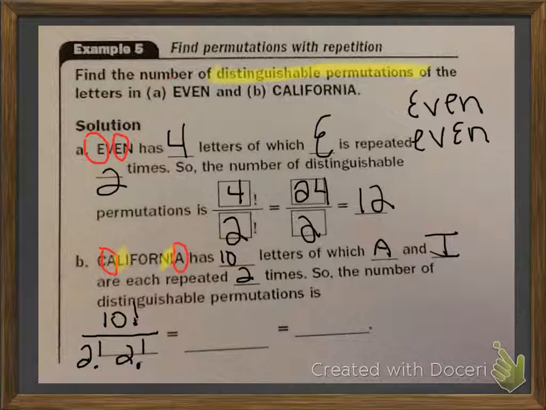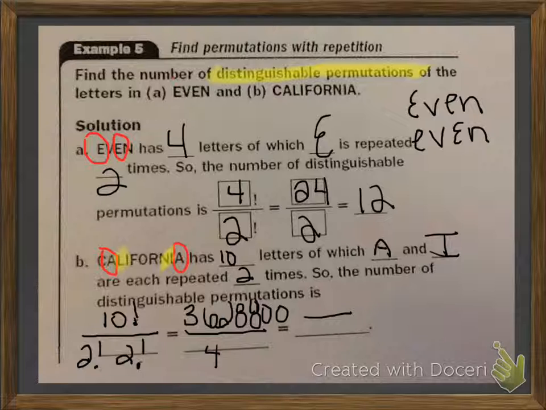Okay? When I simplify, on the bottom, I will have 4. On the top, I will have 3,628,800. And this is definitely one I would use the calculator for. Final simplification, I need to do my division. When I divide, I have 907,200.